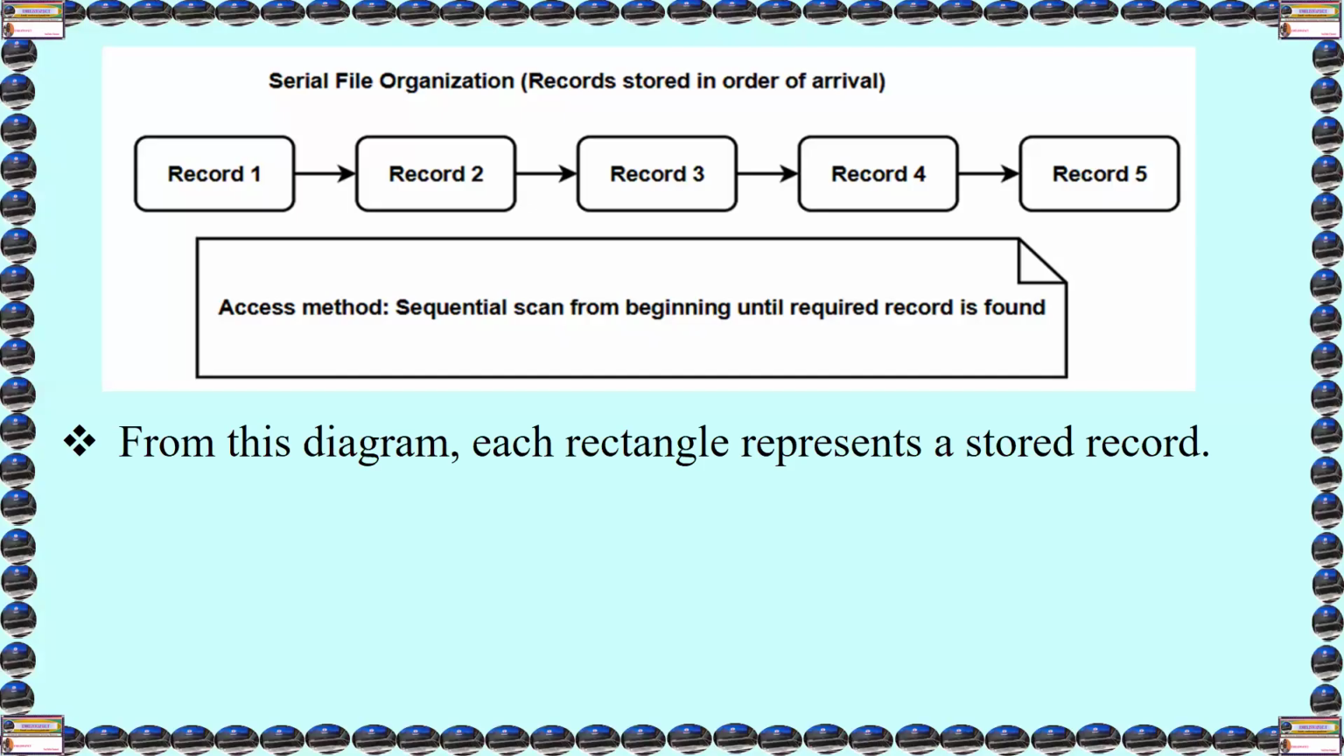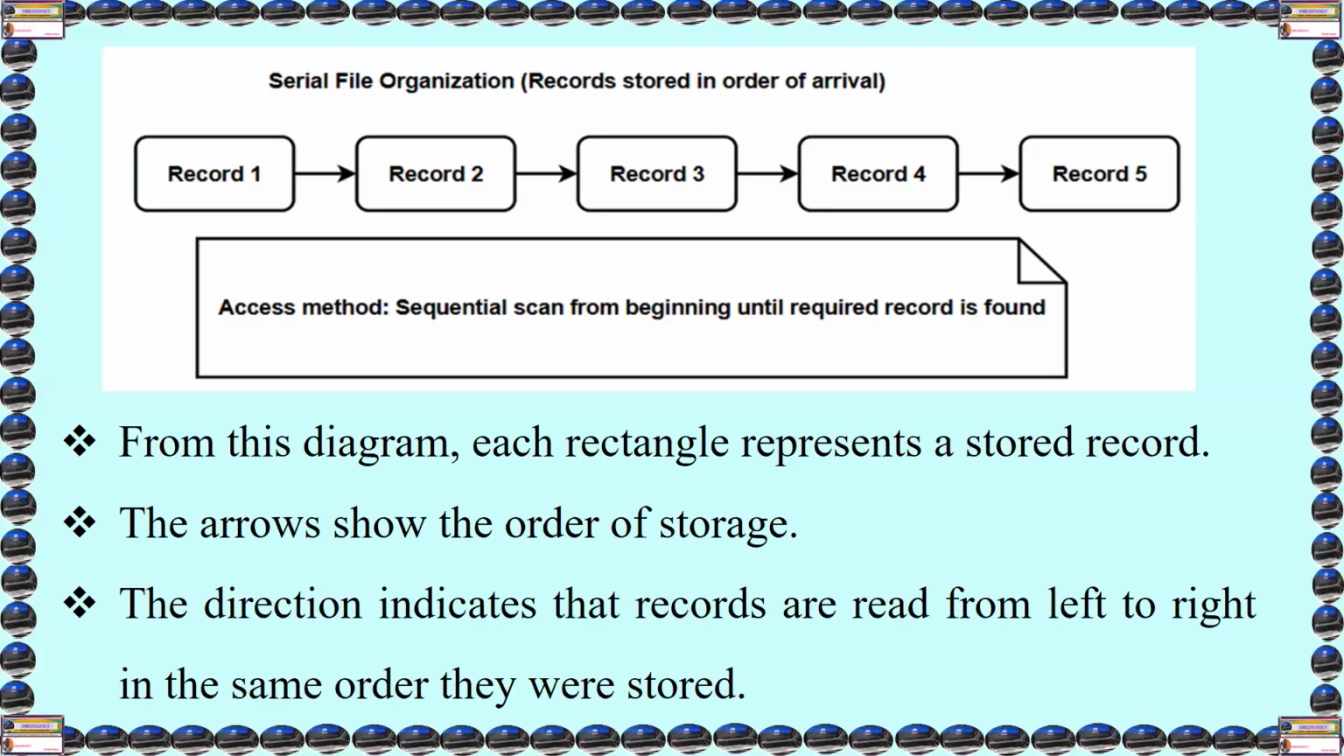From this diagram, each rectangle represents a stored record. The arrows show the order of storage. The direction indicates that records are arranged from left to right in the same order they were stored.